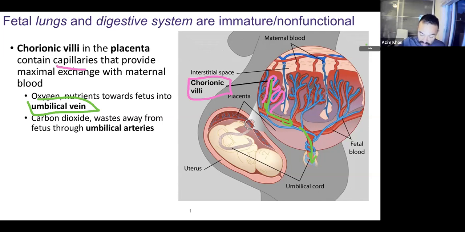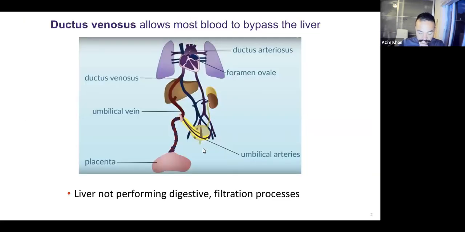Carbon dioxide wastes exit the fetus in the umbilical arteries. So to get rid of wastes, those are the umbilical arteries, and there are two of them. Like I said, the digestive system is non-functional in a fetus, which means also the liver is not really functional, it's immature. The liver does a lot of things, including store nutrients and also process toxins. The fetal liver can't do that.